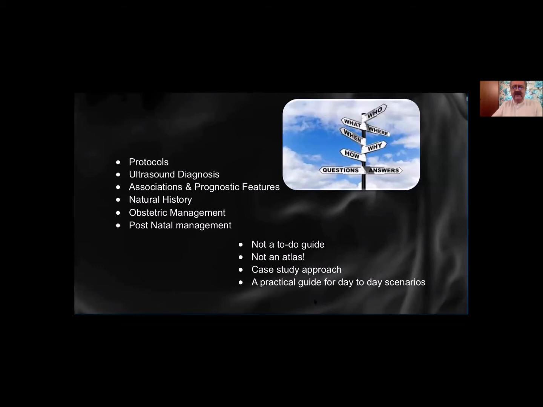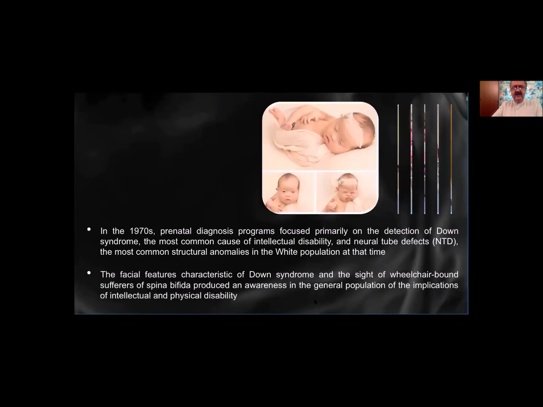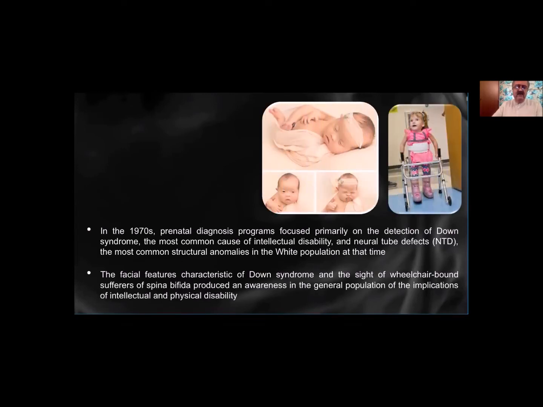So let's move on and see where we started all this. We started in the late 70s. Prenatal diagnosis at that time concentrated on two things. One was neural tube defects, because that was the most common anomaly then in the West. And the second was Down syndrome, because that was the most common cause of congenital mental retardation in the newborn. For many years, those were the only two things we looked at, NTDs and Down syndrome.